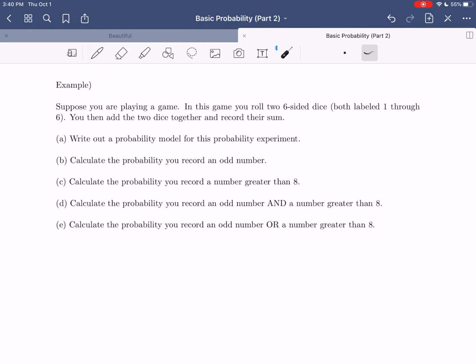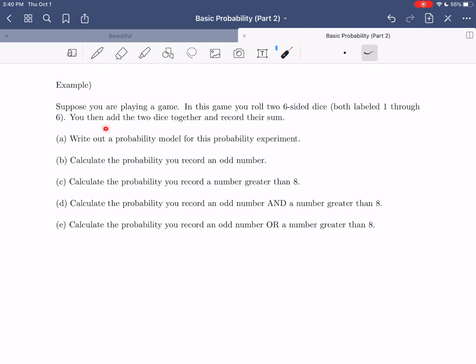So, for this example, which will be our last for this video, we're going to suppose that you're playing a game again. In this game, you roll 2 6-sided dice, so back to standard dice. The dice are both labeled 1 through 6. And then, instead of doing any of this weird doubling, you just simply add the 2 dice together and record their sum. So in other words, this means if you roll like a 2 and a 4, you add them together and it counts as a 6. If you roll a 6 and a 3, you add them together, it counts as a 9. So we're adding the 2 dice together.